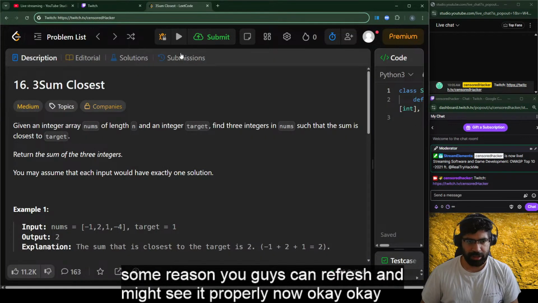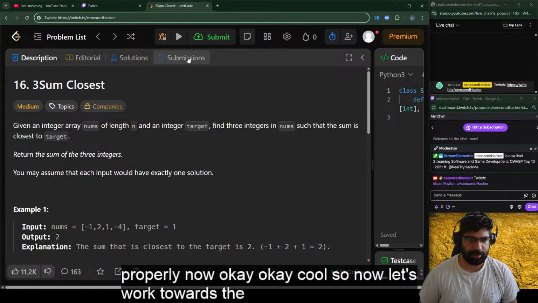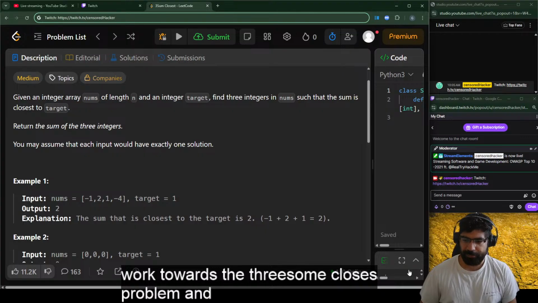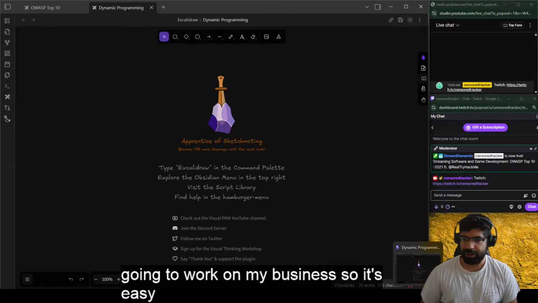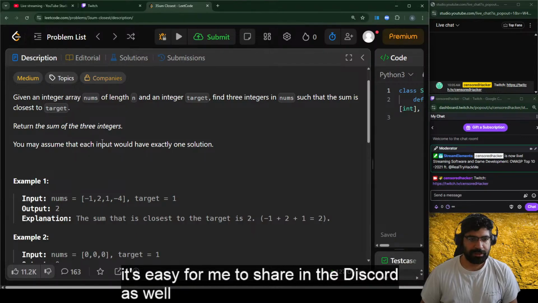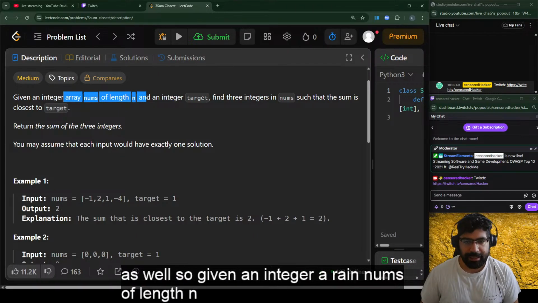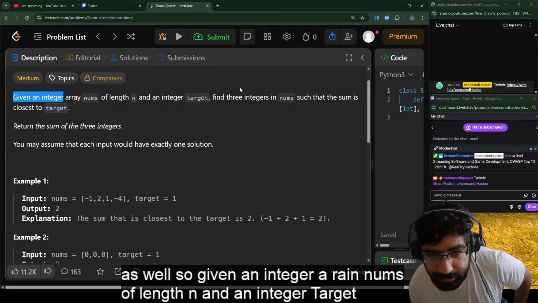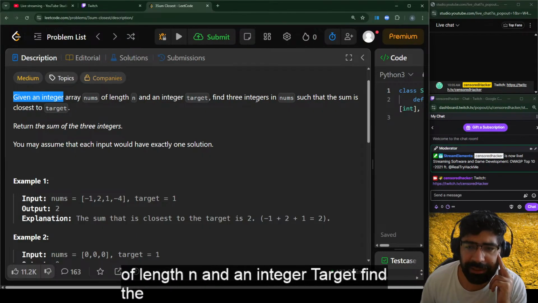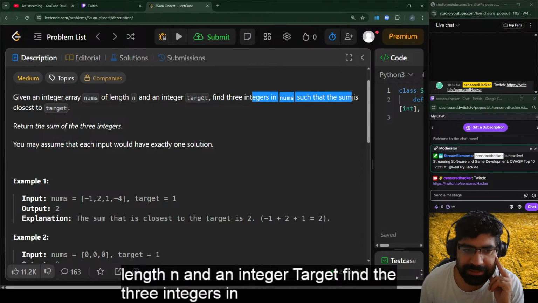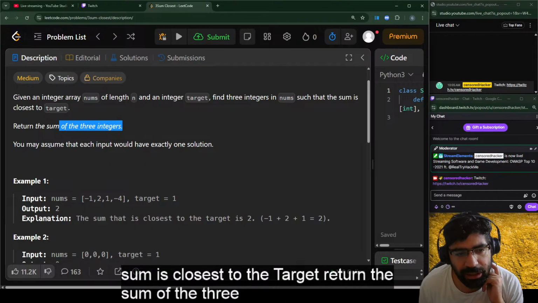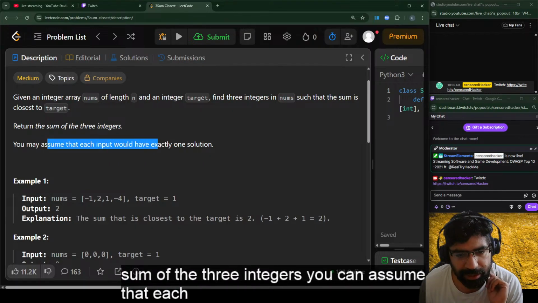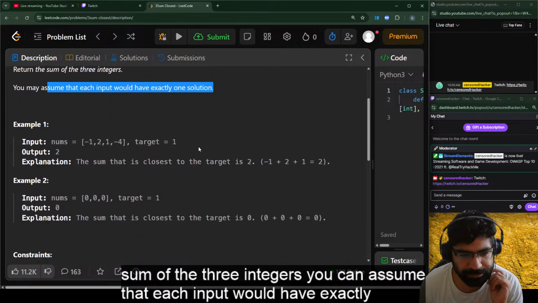Okay, cool. So now let's work towards the three sum closest problem. I'm going to work on my Obsidian note so it's easy for me to share in the Discord as well. Given an integer array nums of length n and an integer target, find the three integers in nums such that the sum is closest to the target. Return the sum of the three integers. You can assume that each input would have exactly one solution.